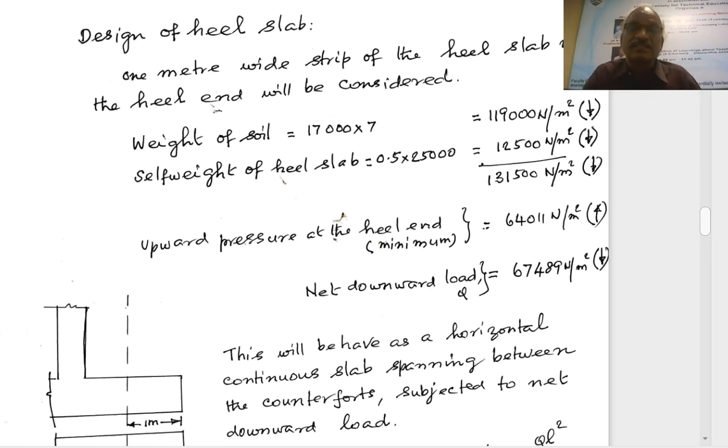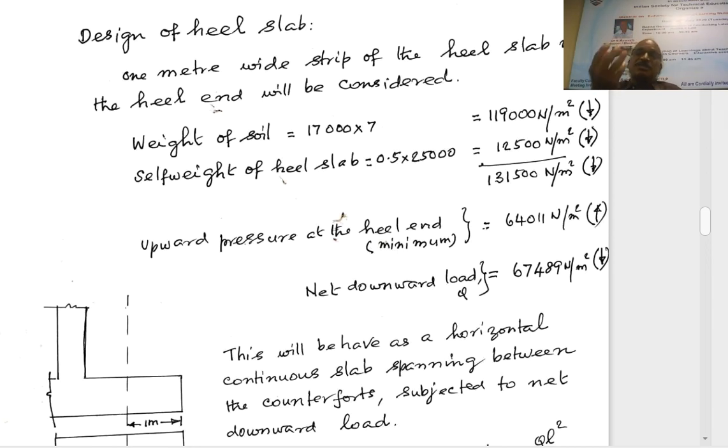Next is the design of the heel slab. So coming to design of the heel slab, as I told earlier, we have to take 1 meter of the heel slab near the heel end. So the figure is here. Near the heel end, the slab is subjected to net downward force. The highest height is on the right hand side, because even the angle of the backfill is at an angle of surcharge, you will have maximum height at the heel end, so producing maximum downward force.